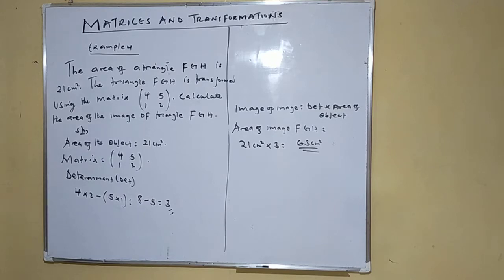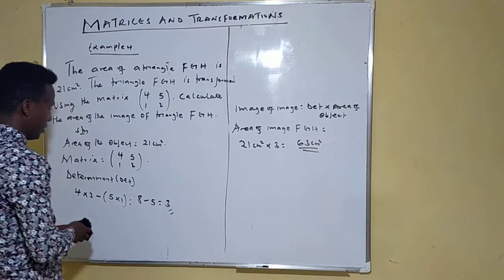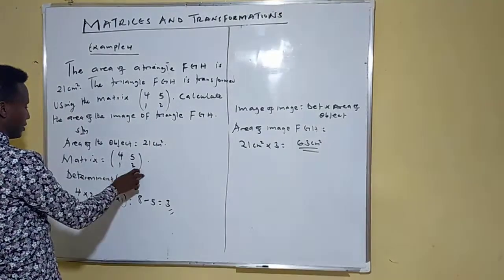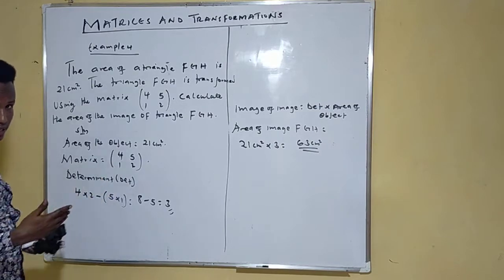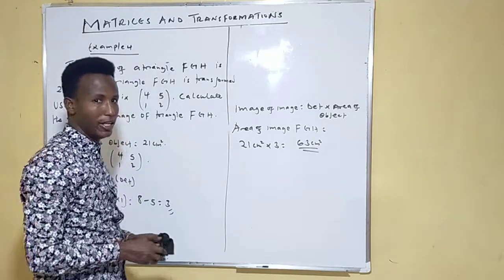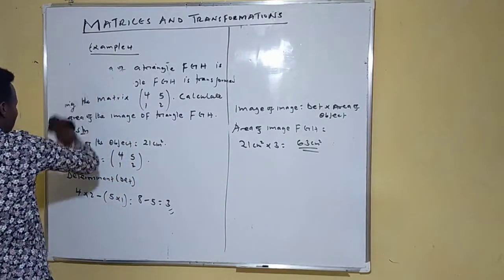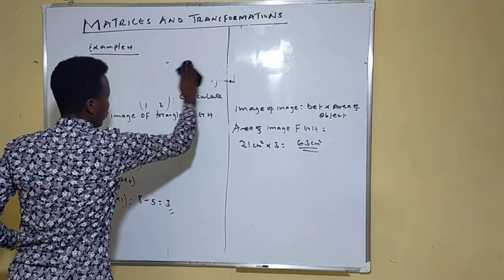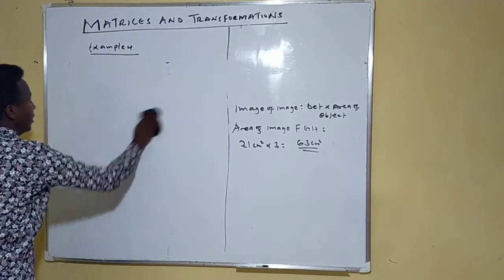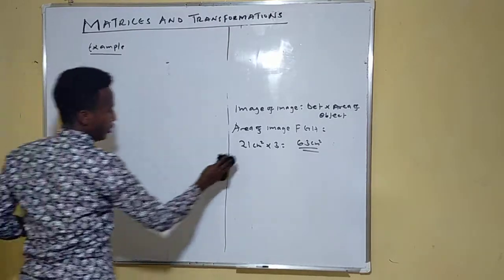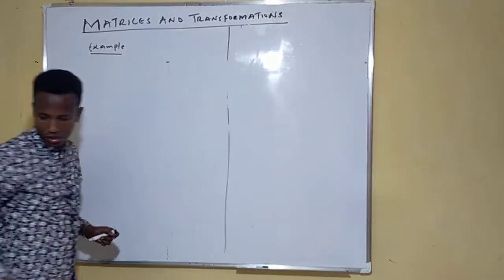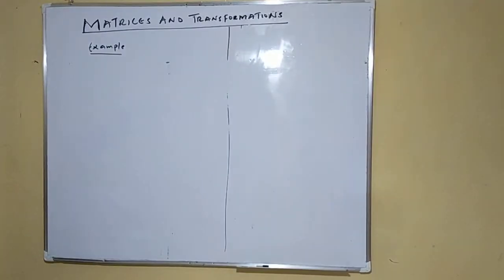The last but not the least, I will add another one so that you understand better. I have the area of the object and the matrix. For the matrix, you're going to get your determinant. Then to get the area of the image, you're going to say determinant multiplied by the area of the object. Let's move ahead and see example 5, which is the last one of questions of 4 marks in KCSE about this chapter.